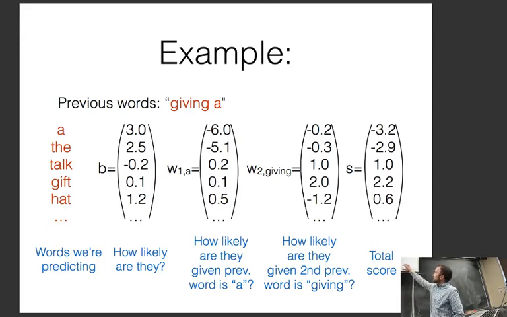And as a result, we can see that and, the are very likely in general, but given that the previous word is A, they become much less likely because and, the are not well-formed English sentences. And then given that the second previous word is giving, giving a talk and giving a gift are more likely than they would be otherwise. So they get a small bonus from this feature. So if we add everything together, we get something like giving a gift being a higher score and giving a talk being a slightly lower score.